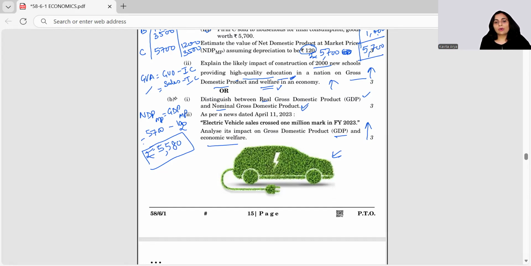And when you talk about economic welfare, it is definitely there because here we are saying electric cars, and it's giving a clear green picture here. So it's going to make the environment pollution free. Our economy would be pollution free. Hence, this is going to give a positive impact on welfare, right?